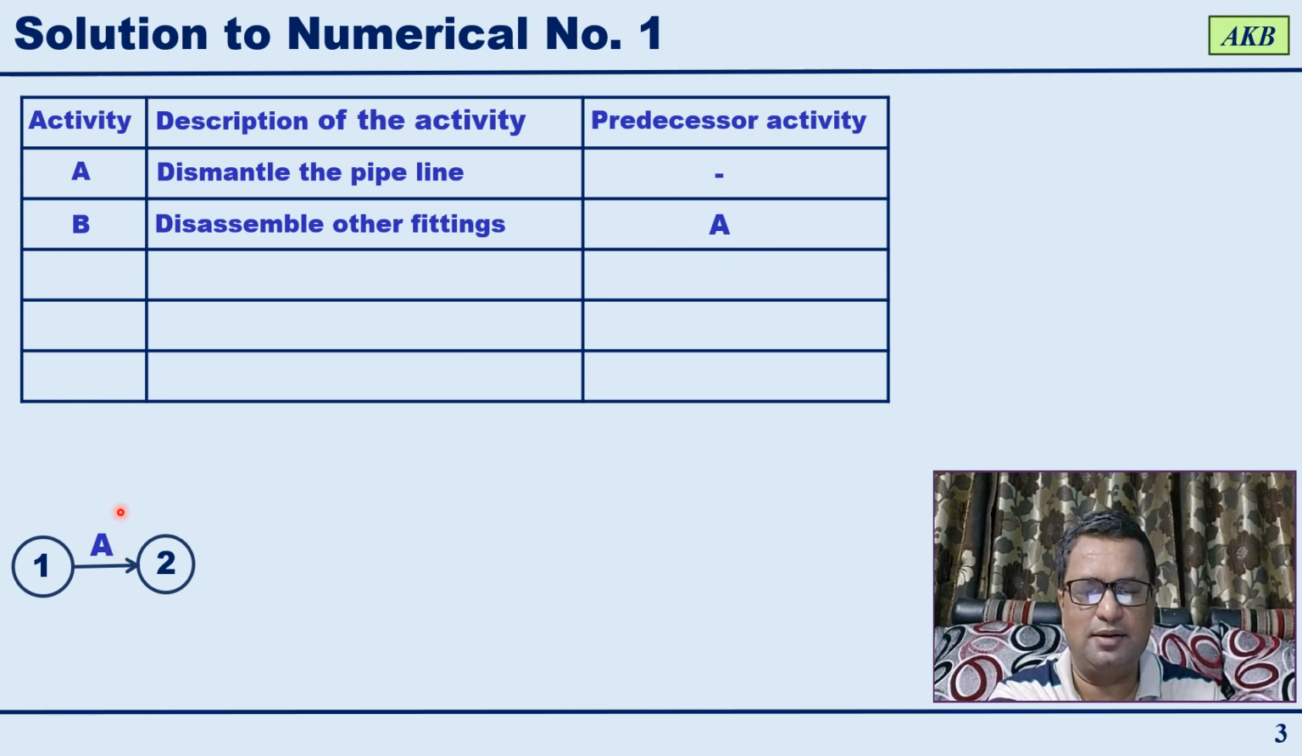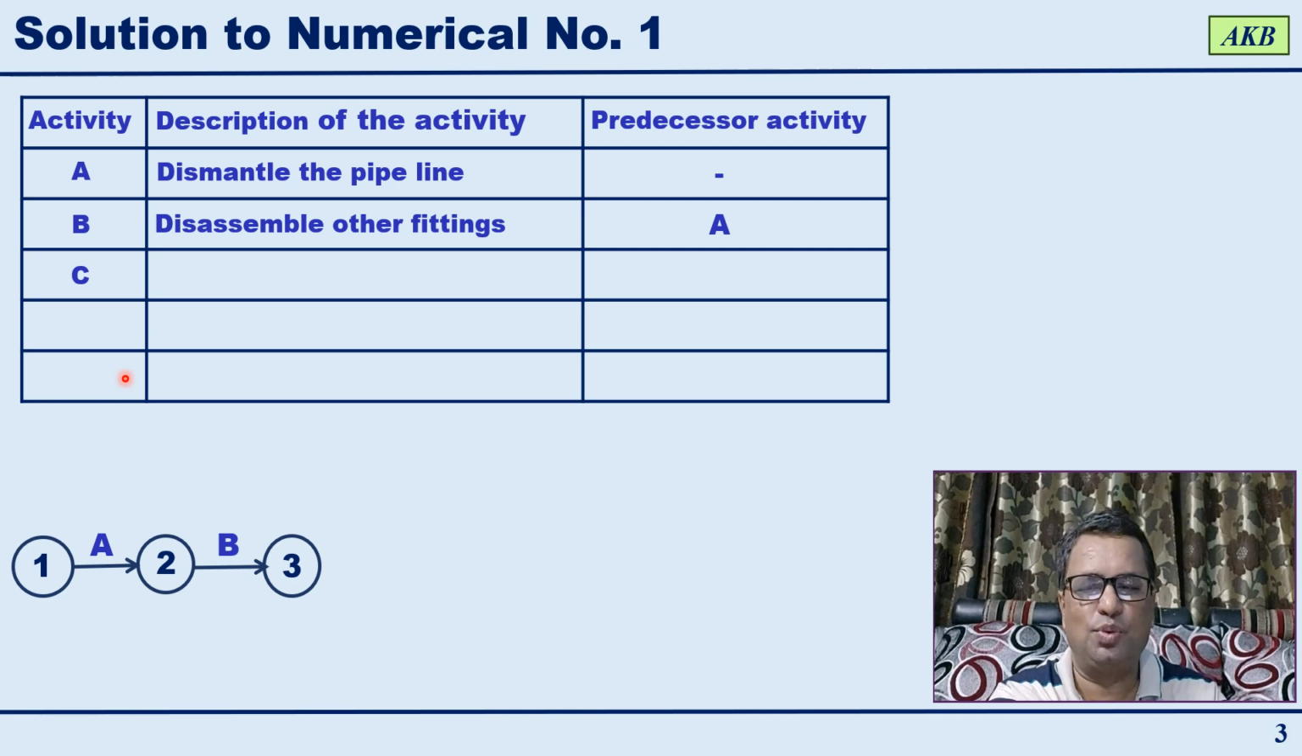If you look at the diagram, activity A is getting completed at event 2. So therefore, event 2 acts as start event for activity B. So you have this activity B, and then there will be completion of activity B at event 3. So for activity B, event 3 is the head event and event 2 is the tail event. Or you can say event 3 is the end event and event 2 is the start event.